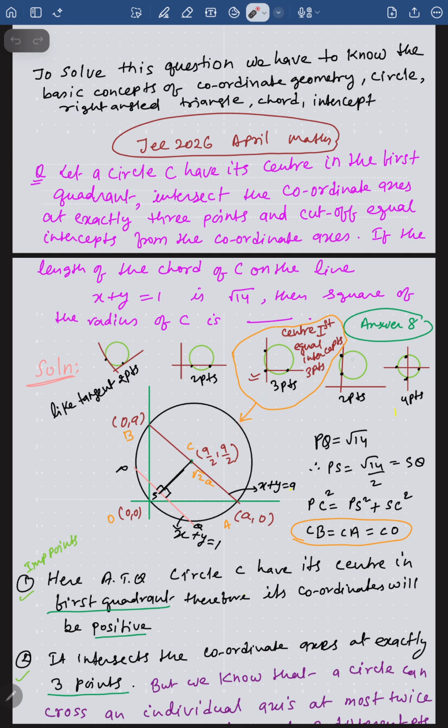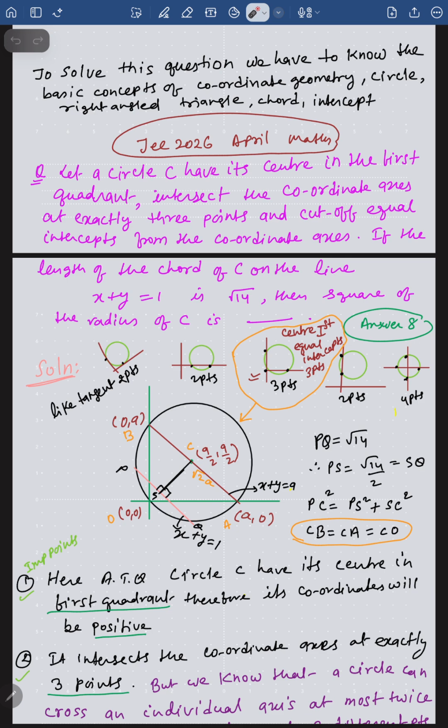So this is the case we have to discuss over here. We can have the circle like this also, which is intersecting the y-axis at 2 points, or all the 4 coordinate axes x, y and x dash and y dash at 4 different points also. That is also a possibility, but our condition is center in first quadrant, equal intercepts and 3 points of intersection. Okay, so our condition is this type of circle.